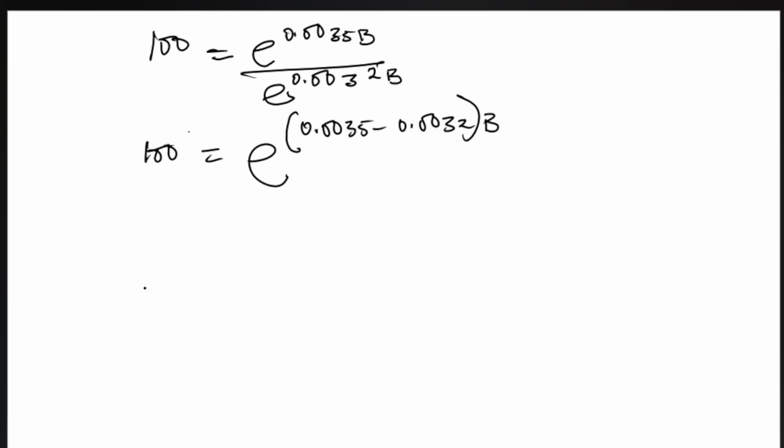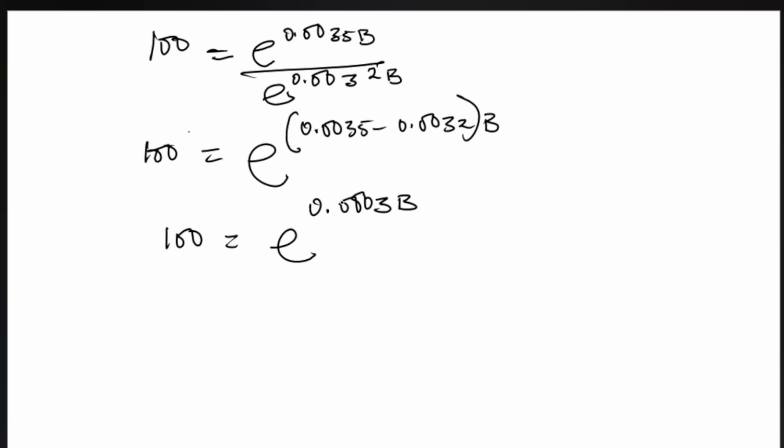b outside. So since it's having b outside, what you do is you punch your calculator for your given powers. Since your powers are given here, get the value for your power. So you have 0.0035 minus 0.0032, and that will give you 0.0003, right? So what you have here will be 100 equal to exponential raised to the power of 0.0003b. Are we together?